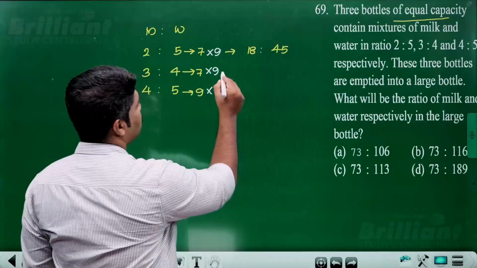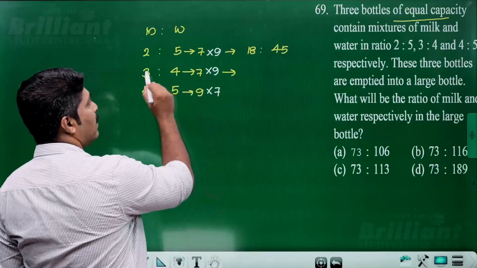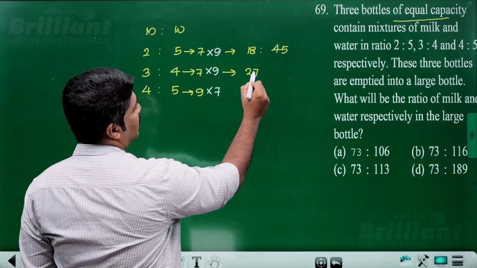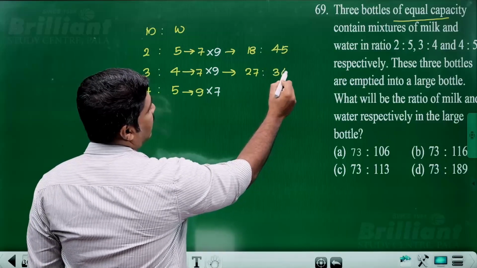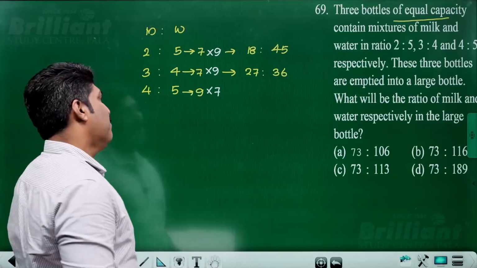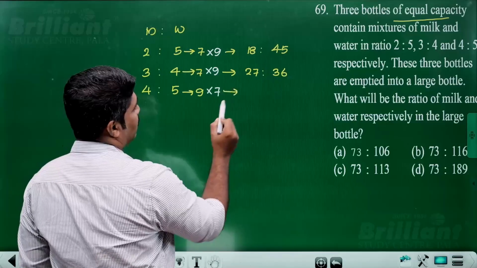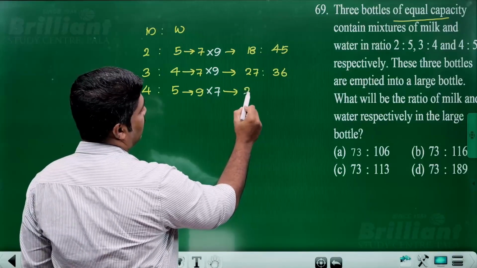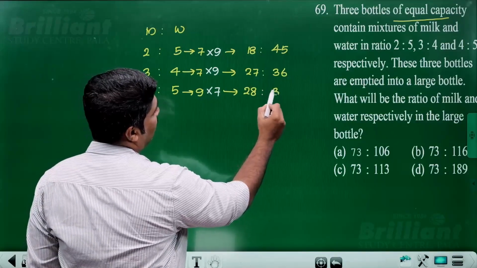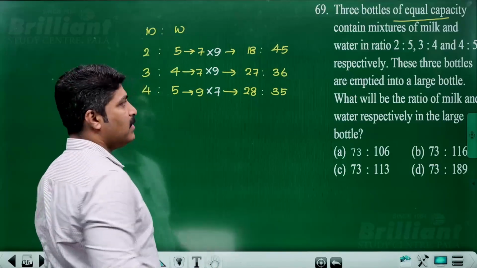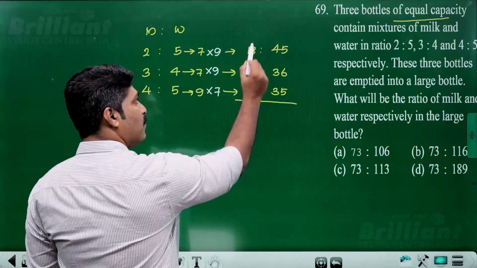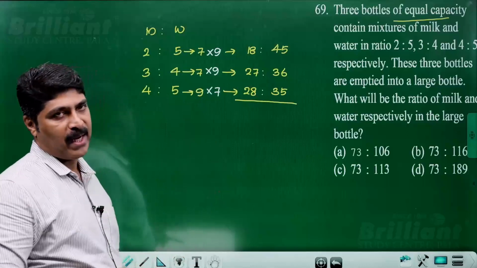Similarly, the second ratio value is also multiplied by 9. This is 3 into 9, 27, and 4 into 9, 36. But here the third ratio value, you have to multiply by 7 only. This is 28 and 35. Just add them together. So these are the quantities of milk.